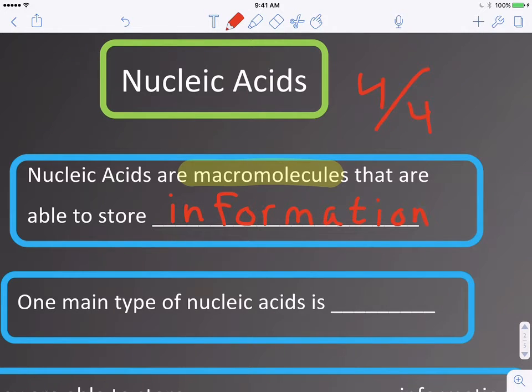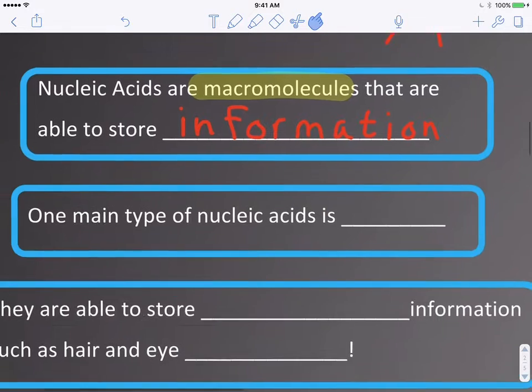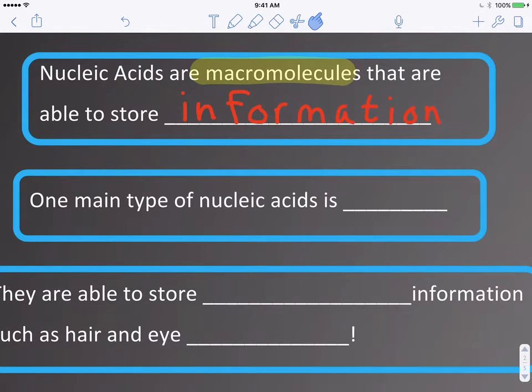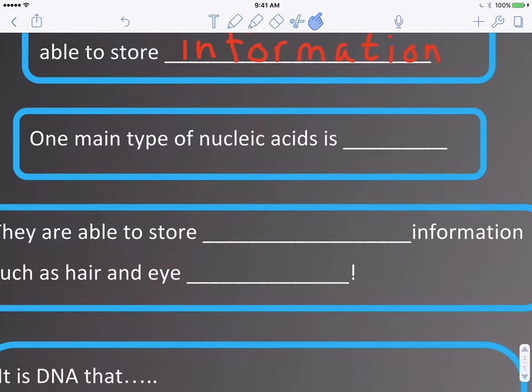Now, what kind of information do they store? In a way, they're kind of like your computer's hard drive, where they contain all of this information that can be brought up at any time. But of course, they're not digital. It's not a computer. It's actually information inside of you. And one main type of nucleic acid, the one that we're really going to focus on and is the most important one in our body, is DNA.